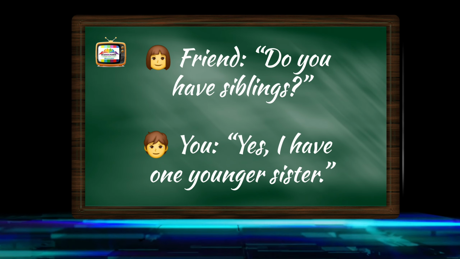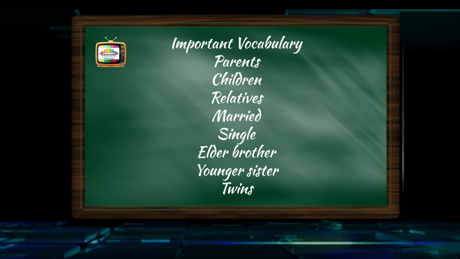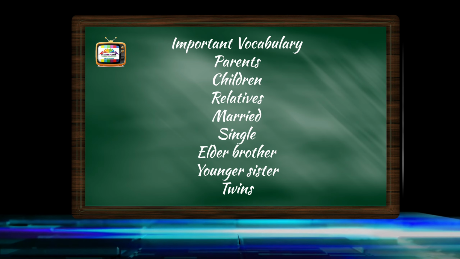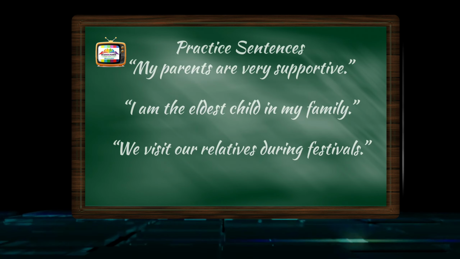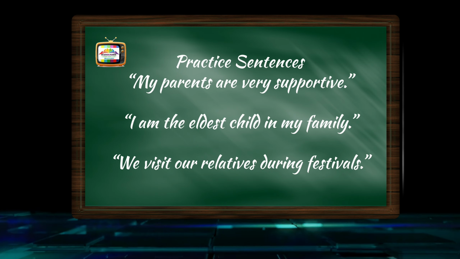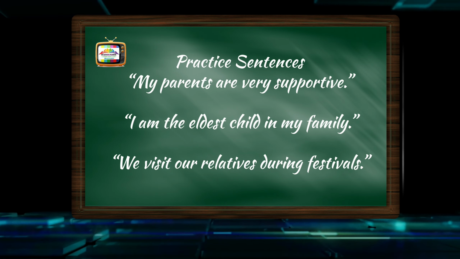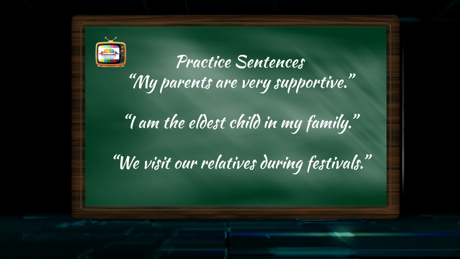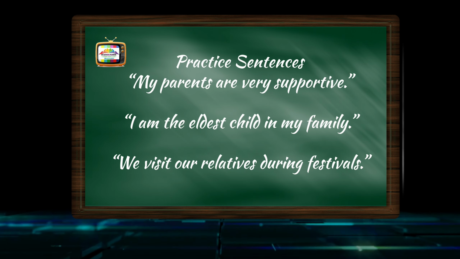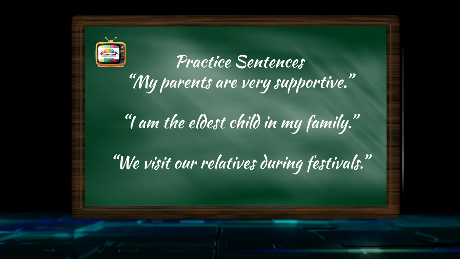Part 5. Relationship words. Important vocabulary: parents, children, relatives, married, single, elder brother, younger sister, twins. Practice sentences. My parents are very supportive. I am the eldest child in my family. We visit our relatives during festivals.